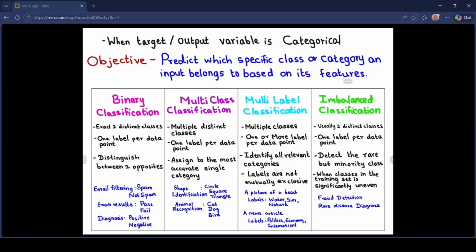Then we have multi-class classification. Here also we are going to work with distinct classes, but in our problem we have multiple classes. Take the example of shape identification. In our data set we have circles, squares and triangles, and hence we have more than two classes. Because of that, it goes into multi-class classification. A shape cannot be a circle and a square at the same time, so these are three distinct classes, no overlaps. These kinds of situations call for multi-class classification. In multi-class classification, the prediction will be the most accurate single category. The output will always be a single category.